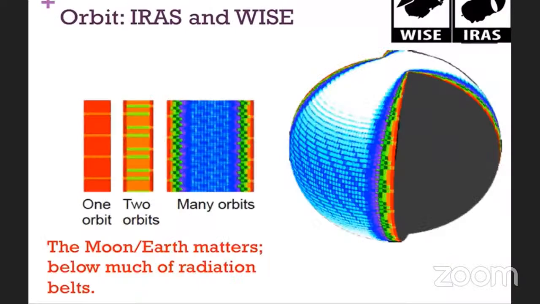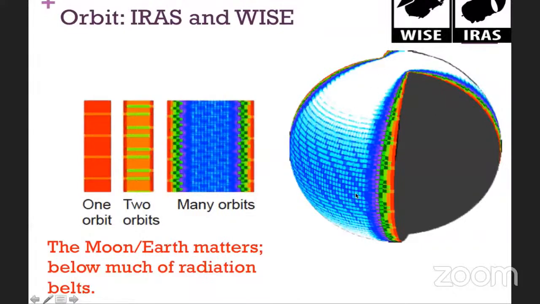So the orbit that both IRAS and WISE have paints the whole sky. On the first orbit, they take a series of pictures, and then the next orbit is a little bit offset, and they take more pictures. And after many orbits, they cover the whole sky.